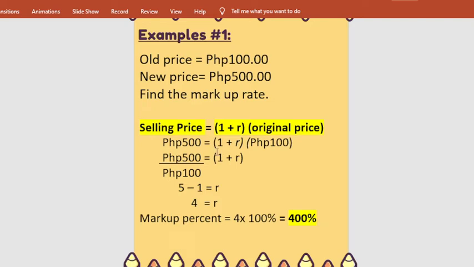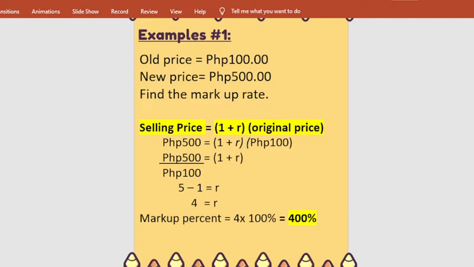And then, transpose this 1 to the other side. So, that would be negative 1 is equal to rate. So, 5 minus 1 is equal to 4 is equal to rate. So, markup rate or markup percent is equal to 4 times 100%. So, the answer is 400%.